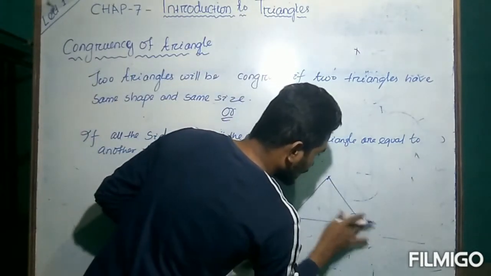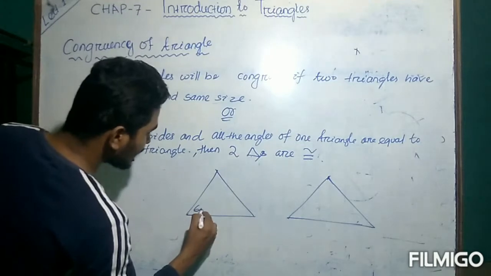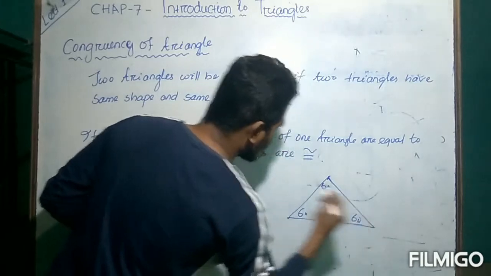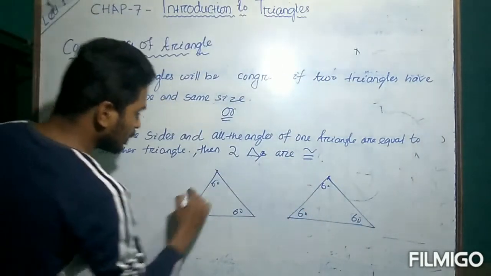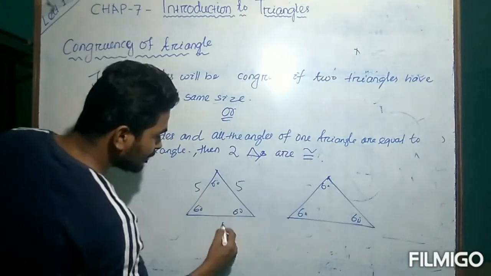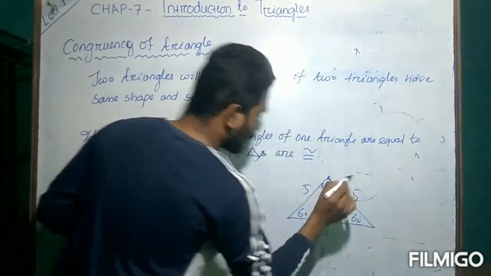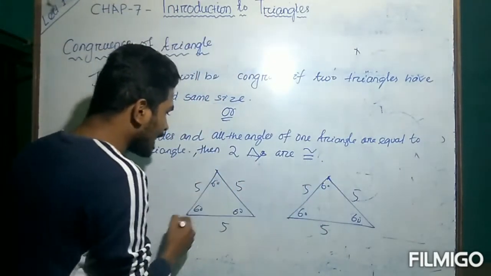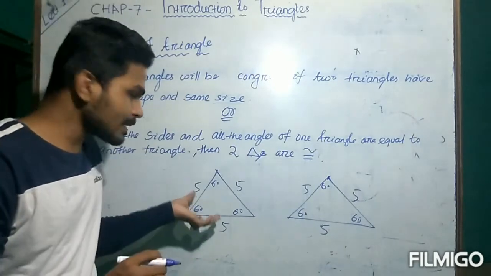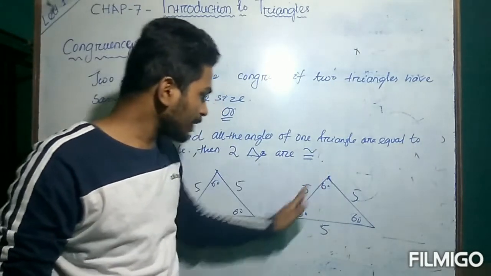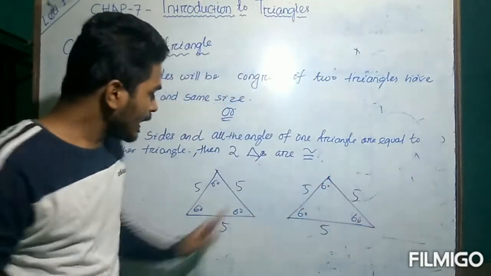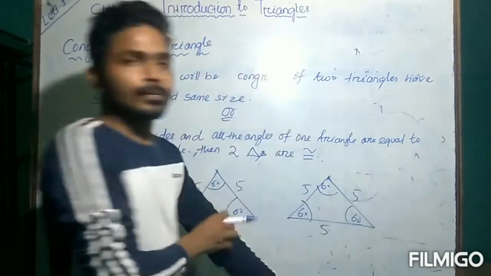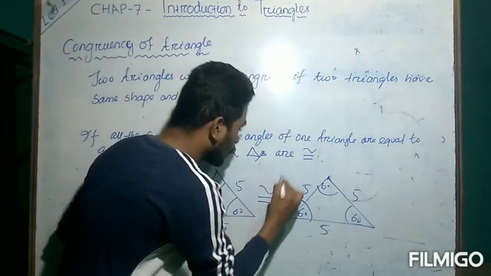For example, in these two figures this angle is 60, 60, 60, and this side is 5, 5, 5. Now, in these two figures, the two triangles have the same sides 5, 5, 5. It is an equilateral triangle, and they also have angles 60, 60, 60. Here also angles 60, 60, 60. Then these two triangles are known as congruent triangles.